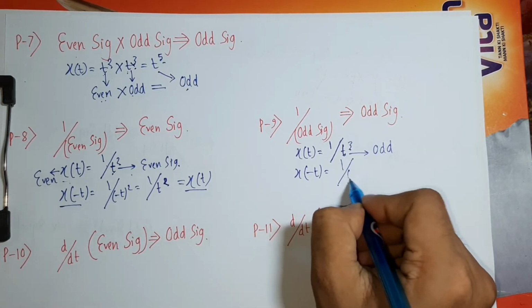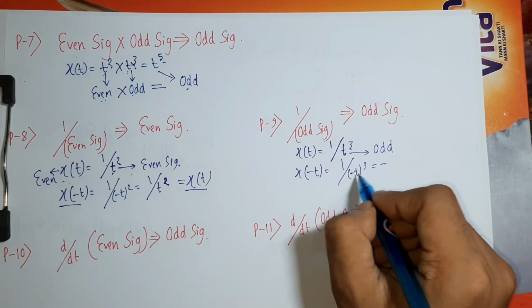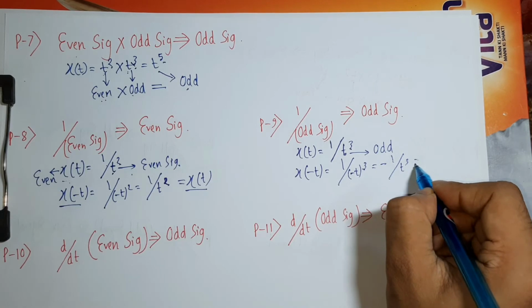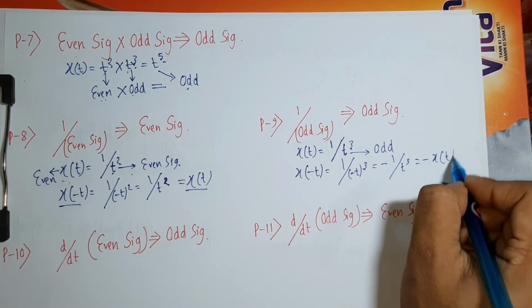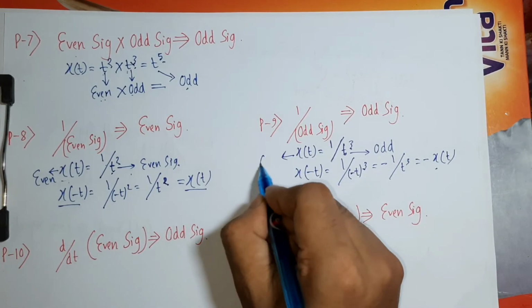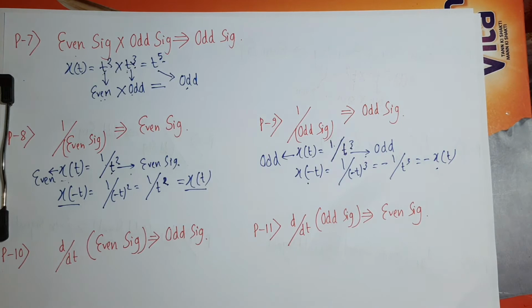Now let us find out x of minus t. So let us replace t by minus t. So minus t whole cube. You can take this minus sign outside because the power is 3, which is an odd number. You will have minus of 1 by t cube, which is nothing but minus of xt. So as x of minus t is equal to minus of xt, so clearly xt is an odd signal. So you have 1 divided by odd signal is an odd signal.